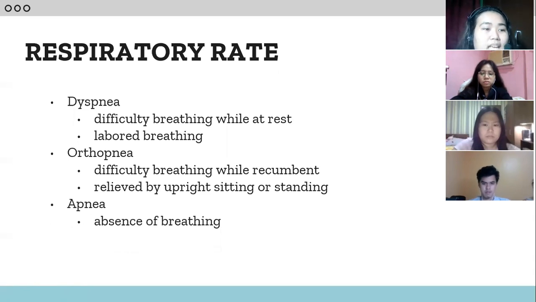Remember, dyspnea, D, difficulty. Orthopnea, O. So, you can make your own mnemonics.